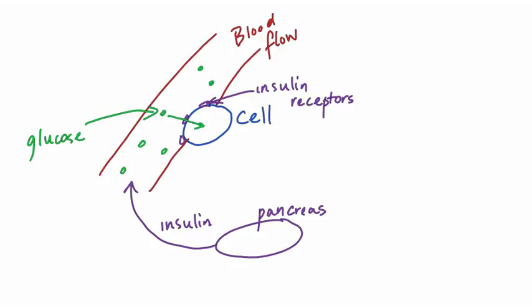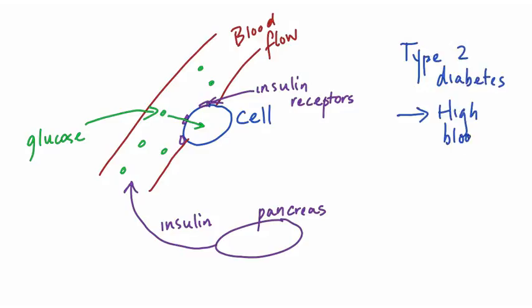Now, if a person's pancreas does produce insulin, but there's not enough or the insulin receptors aren't working, so they don't create that channel for the glucose to get to the cells, then that person has type 2 diabetes. In type 2 diabetes, glucose builds up in the blood instead of being used for energy in the cells.